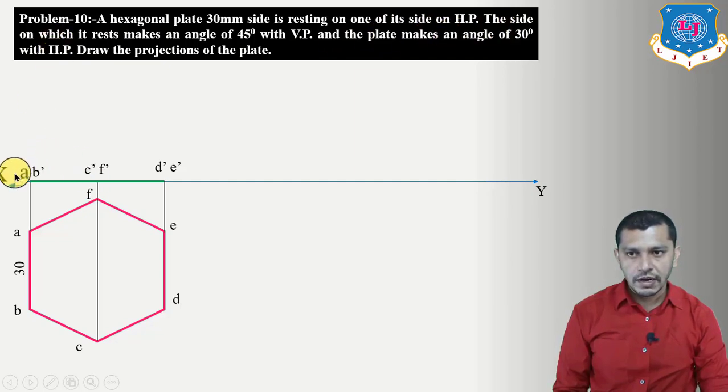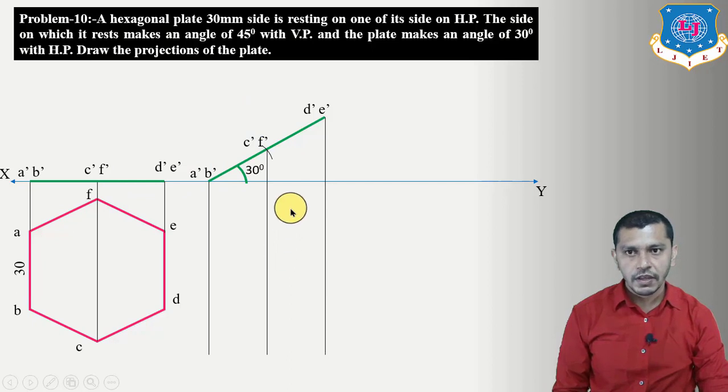So now we have to incline this elevation A dash B dash to D dash E dash at an angle of 30 degree to the XY reference line by taking A dash B dash on the XY reference line. So draw a line, incline it at 30 degree by taking A dash B dash on the XY reference line. This will be our D dash E dash. Now measure C dash F dash from A dash B dash, take center at A dash B dash, and give an arc over here. Here we will get C dash F dash.